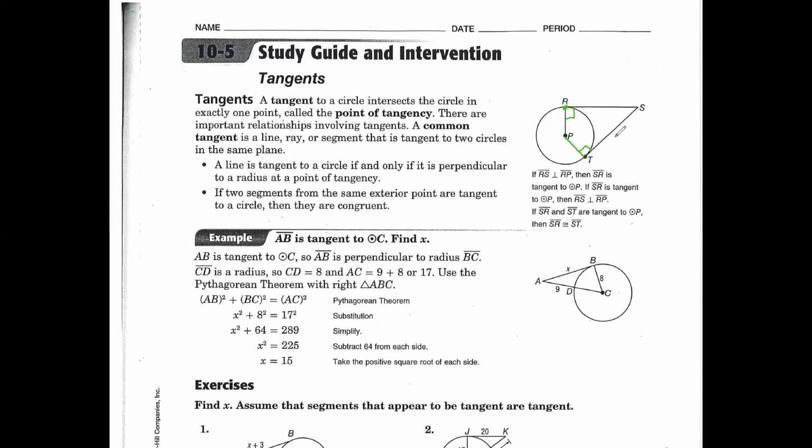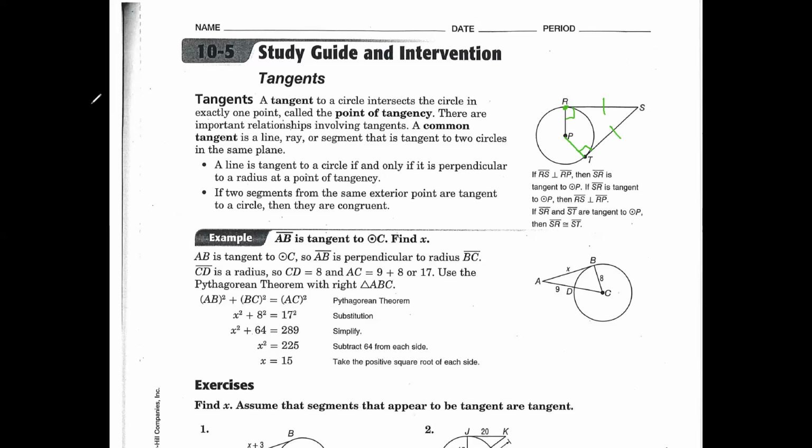Then you have these two segments, RS and TS, are also congruent. Again, anytime you have two tangent lines coming from the same exterior point, they are going to be congruent.